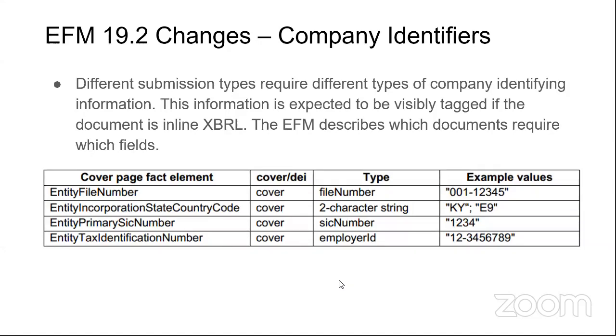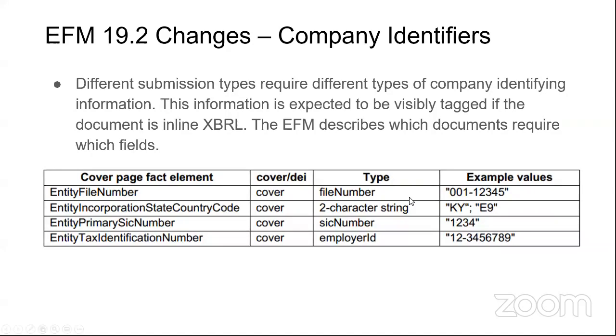For example, I had a question the other day, entity tax identification number. That is an expected value of type employer ID. And the EFM specifies that employer ID has to be an example value in this vein. It is a 2-digit number followed by a dash followed by a 7-digit number. And it must be like that. You cannot have N/A. You cannot have something of a different format. It has to be a number in that format in order for the SEC to actually accept that value.